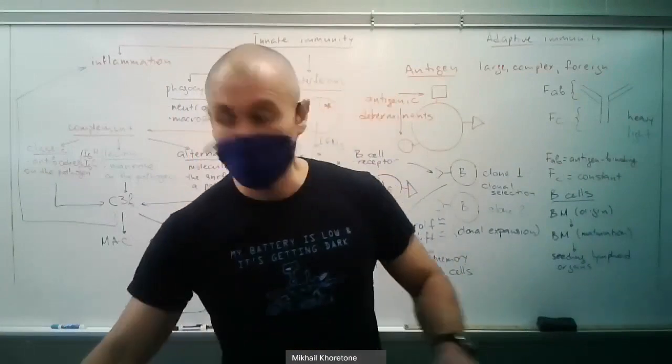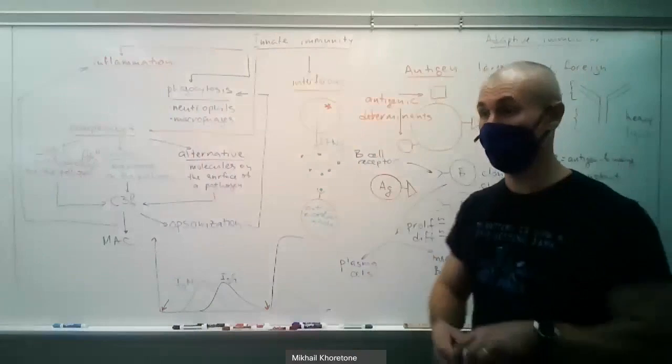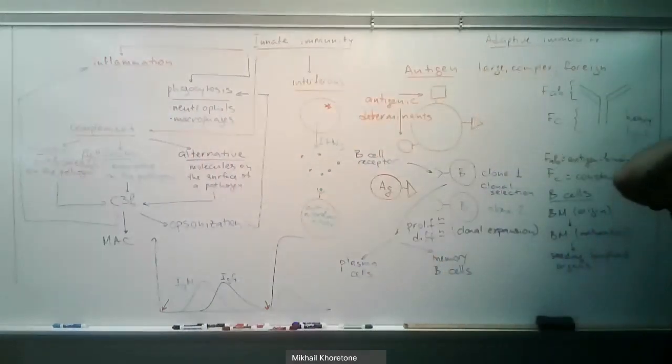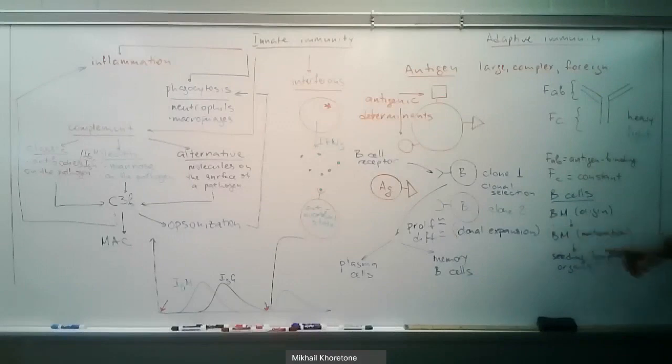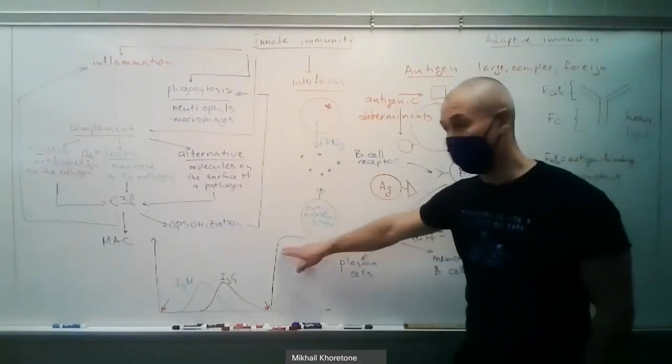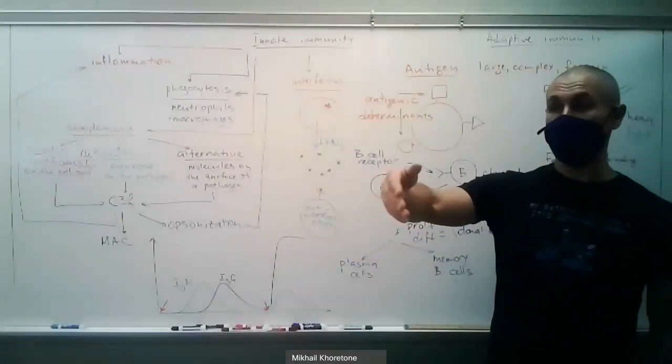The bone marrow and lymphoid tissue, yes. So like memory B cells, they go back to where they came from, right? Yeah, because you already have B cells.